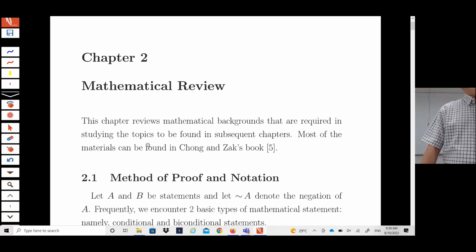So if you find that you don't understand this, or there are a lot that you don't know, then you have to study by yourself. Okay, because I think now, first of all, we start with the math, and most of the materials can be found in our textbook.